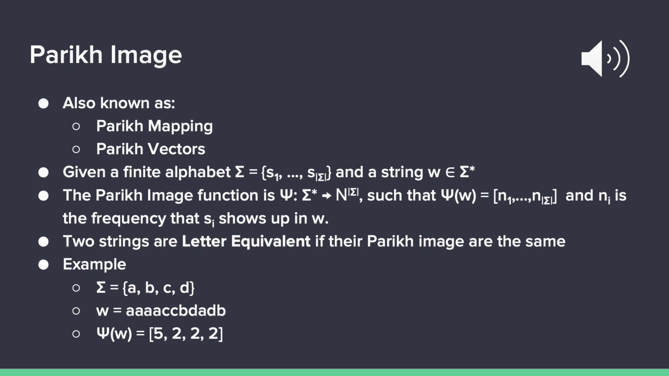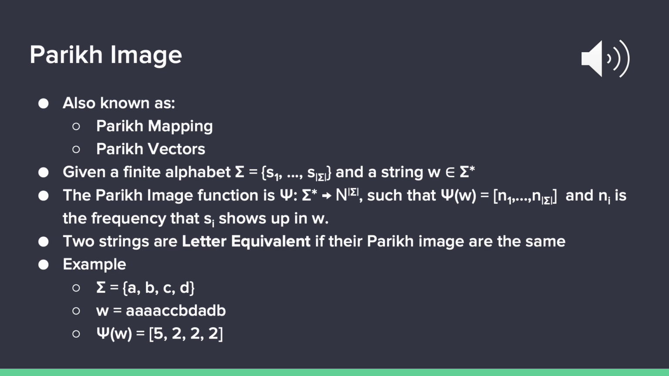So now onto the actual meat of our theorem. First, we need to discuss what the Parikh image is. It's also known as Parikh mapping or Parikh vector, but here I'll just say Parikh image to keep it consistent. So basically, given a finite alphabet, sigma, and a string made from the characters of that alphabet, the Parikh image is a function such that given the string, we can generate a vector of natural numbers that contains the frequency with which each character shows up in w. And then two strings are letter equivalent if their Parikh images are exactly the same.